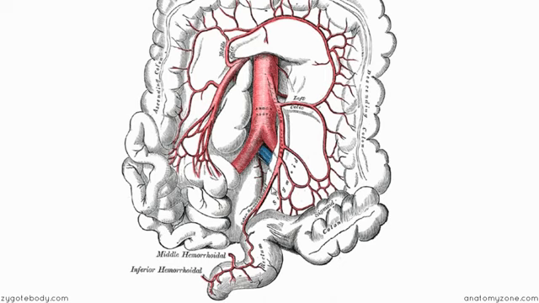And then finally we've got the superior rectal artery, which supplies the distal sigmoid colon and the proximal rectum, and it has two branches. So it splits at the level of the body of S3, and it crosses from the abdominal cavity into the pelvic cavity. So that's the inferior mesenteric artery.